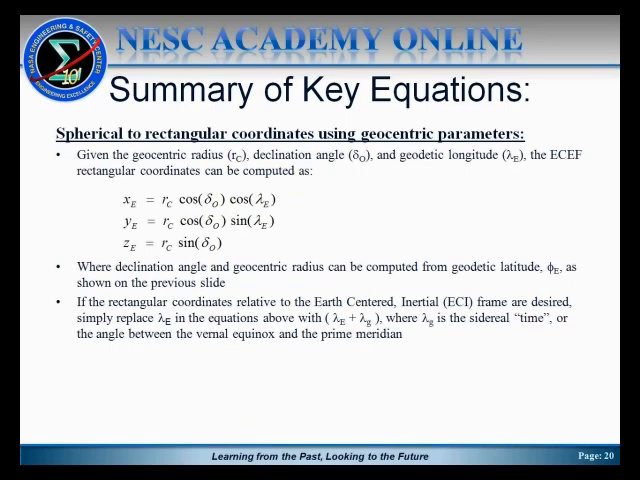Again, the geocentric radius r sub c and the declination delta sub 0 were computed as shown on the previous slide. And once again, if you wanted the rectangular coordinates relative to the Earth-centered inertial frame instead of Earth-centered Earth-fixed, you would just replace lambda sub e in the equation above with lambda sub e plus sidereal time.